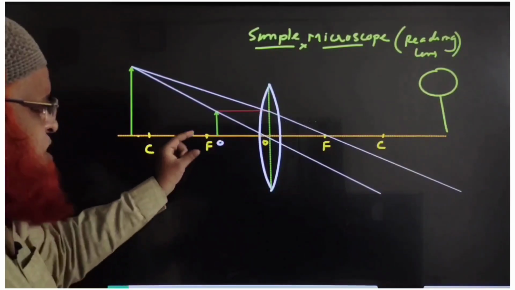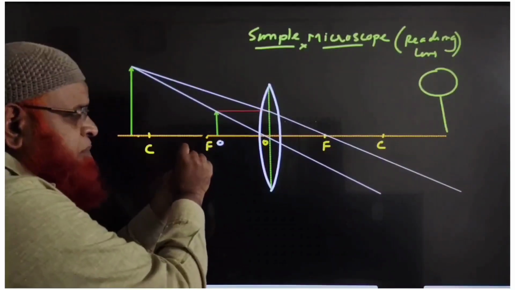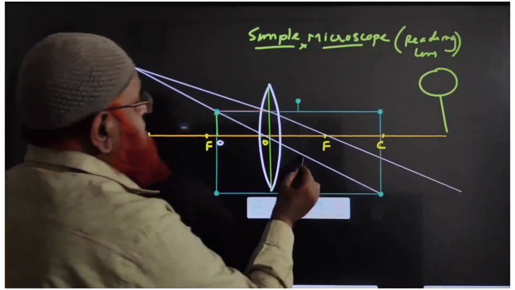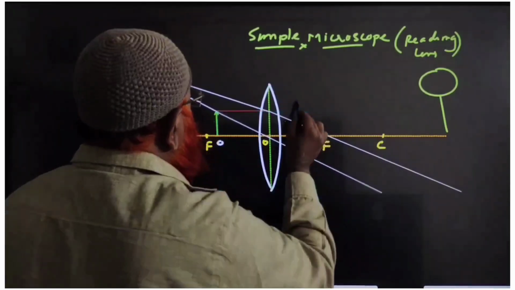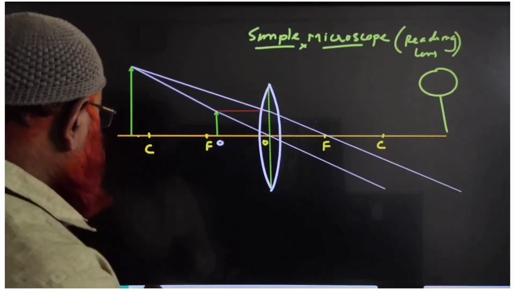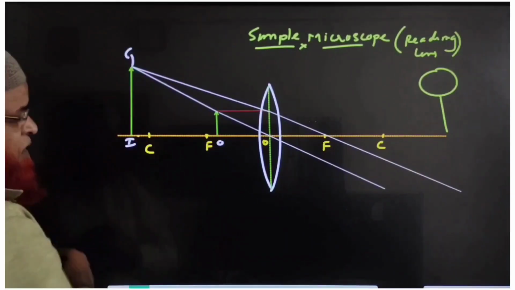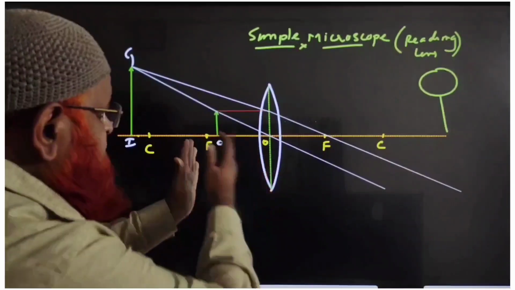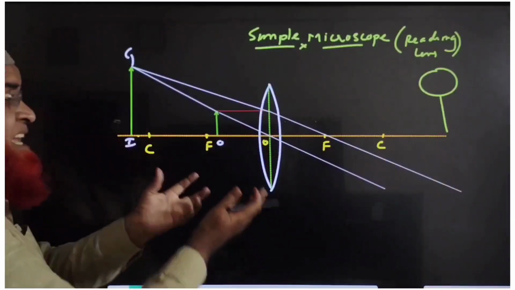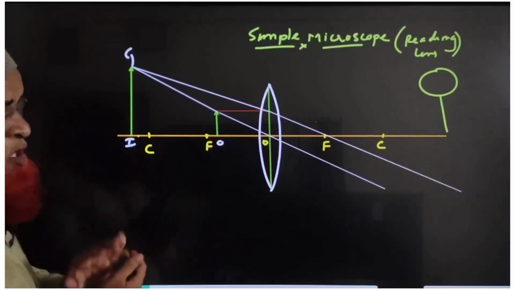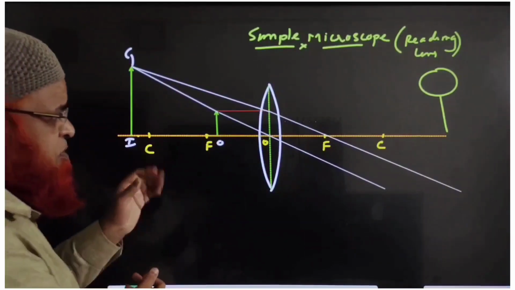So you consider an object which is between the principal focus and the optic center. And you are getting an image at this place. So when the object is placed between the principal focus and the optic center, the image is on the same side as the object, and it is said to be a virtual image.